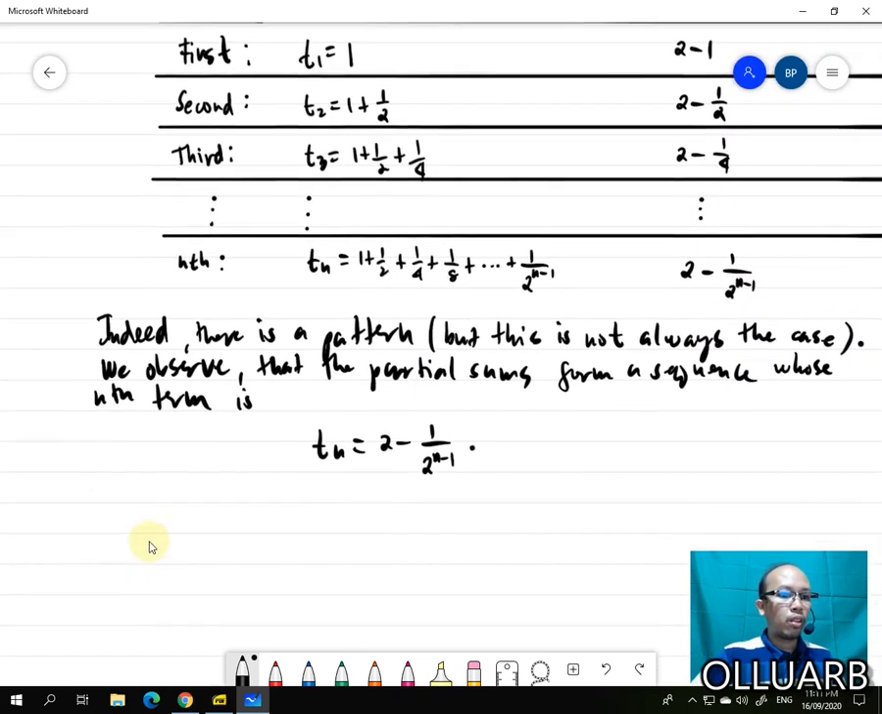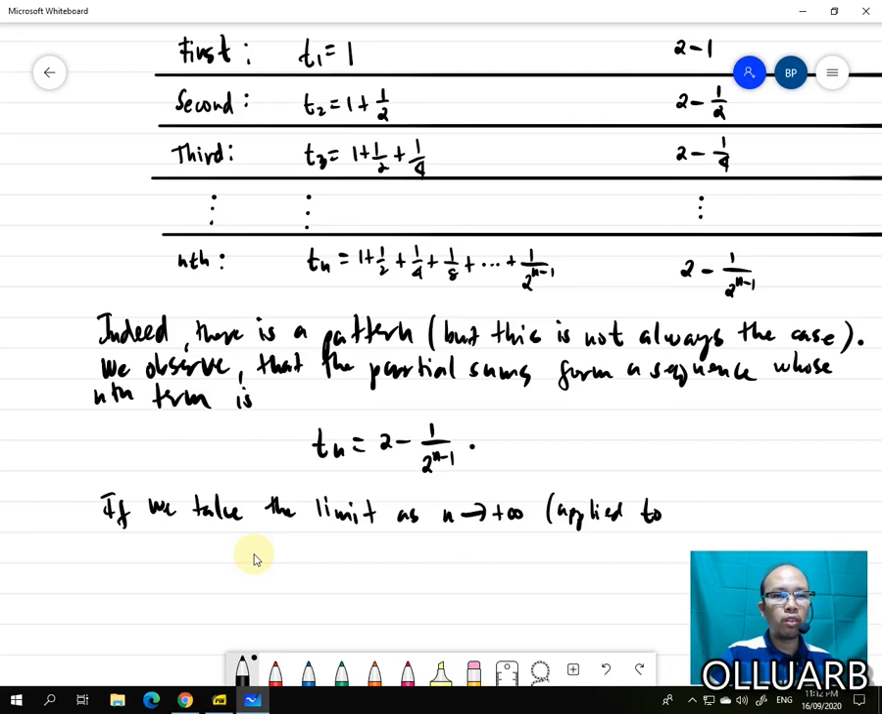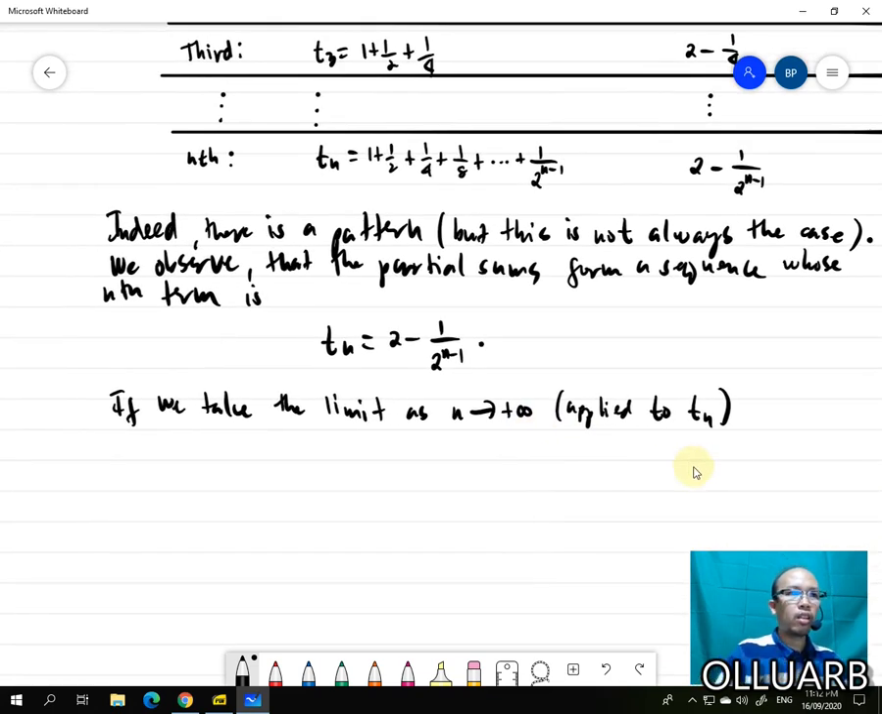So as you have noticed, if we take the limit as n approaches positive infinity applied to t sub n, what you will see here is that we have the limit of t sub n as n approaches infinity, which is equal to the limit of 2 minus 1 over 2 to the n minus 1 as n approaches infinity.